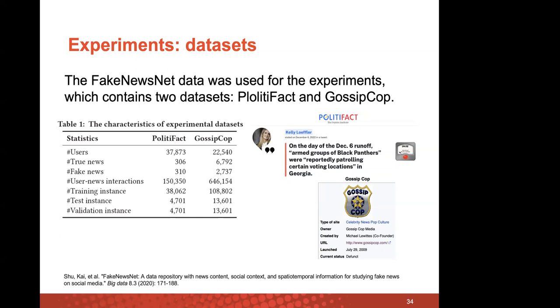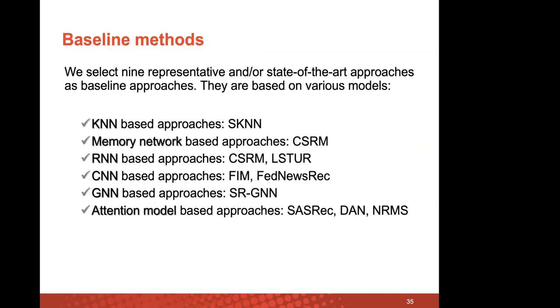Okay, and here are the statistics of the data we use for experiments. And here, just to show you what the PolitiFact data set is and the GossipCop data set. And the baselines we have compared with include, so this is a classical news recommender algorithm before the deep learning models. And these are all deep learning based news recommender systems.